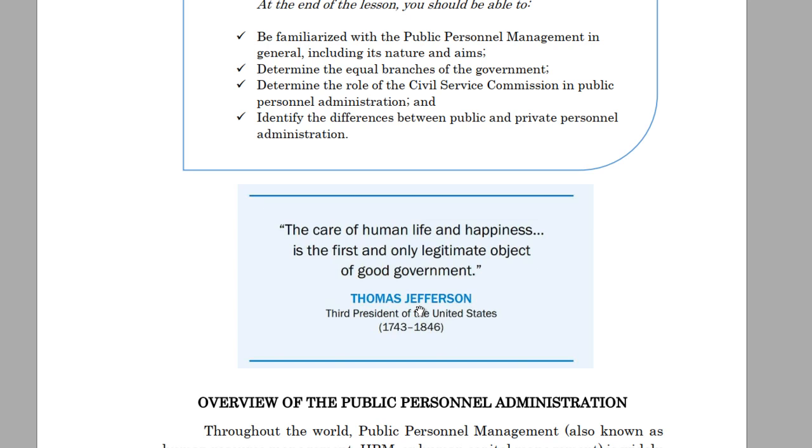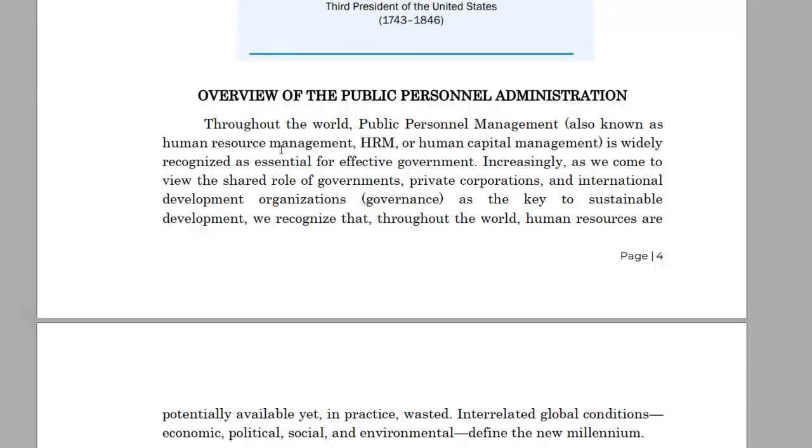It is actually a cliche in the study of human behavior, business management, and public administration that the priority of an organization is its clientele and stakeholders. Among those clienteles and stakeholders are its own employees or workers. Throughout the world, public personnel management is widely recognized as essential for effective government. Government is just a system. Government is just an organization.